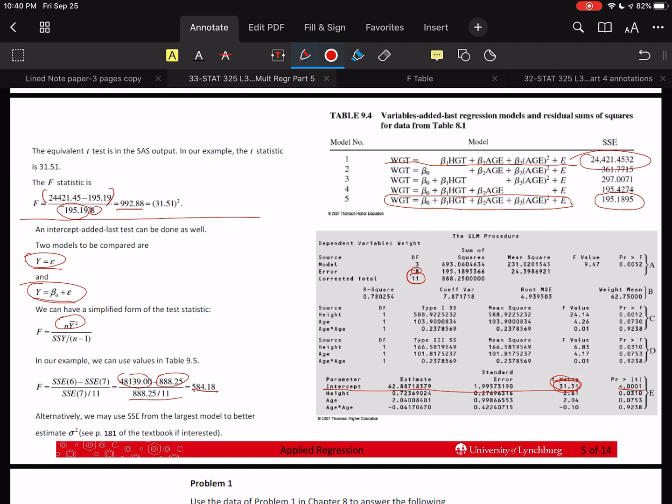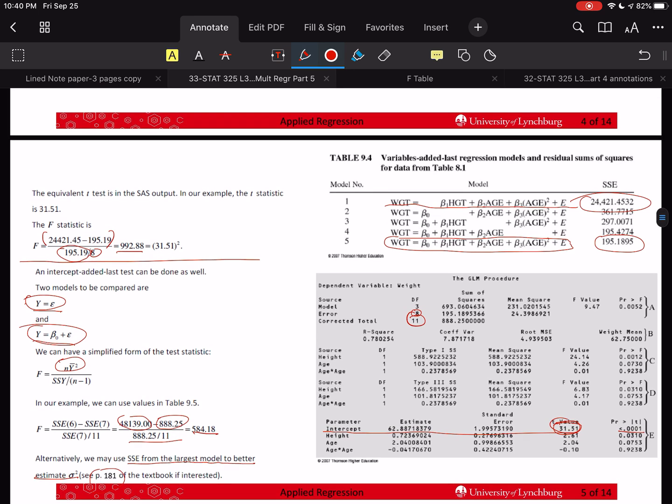Alternately, we can use SSE from the largest model to better estimate sigma squared. If you're interested in that, see page 81 in the book. And so this is not added last, this is added in order.